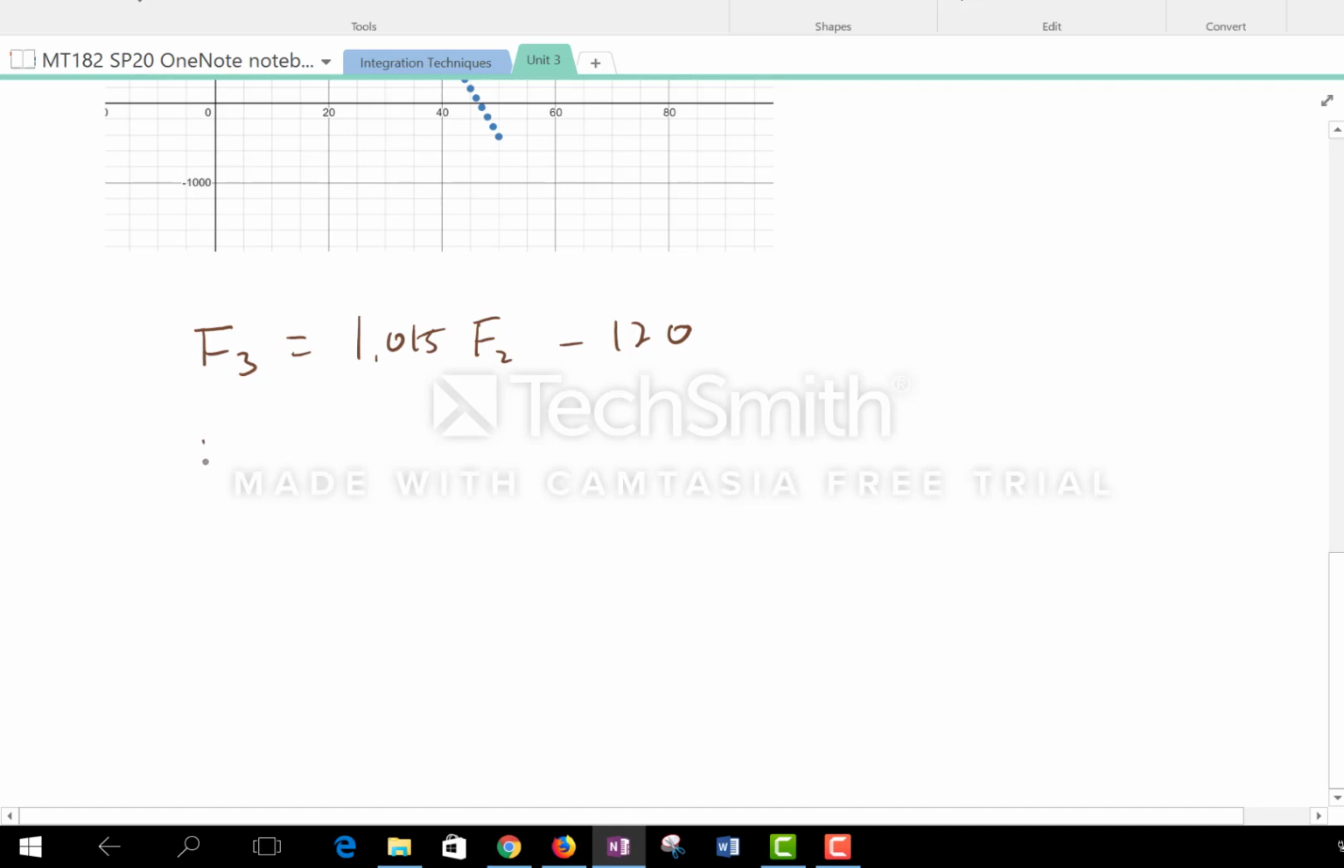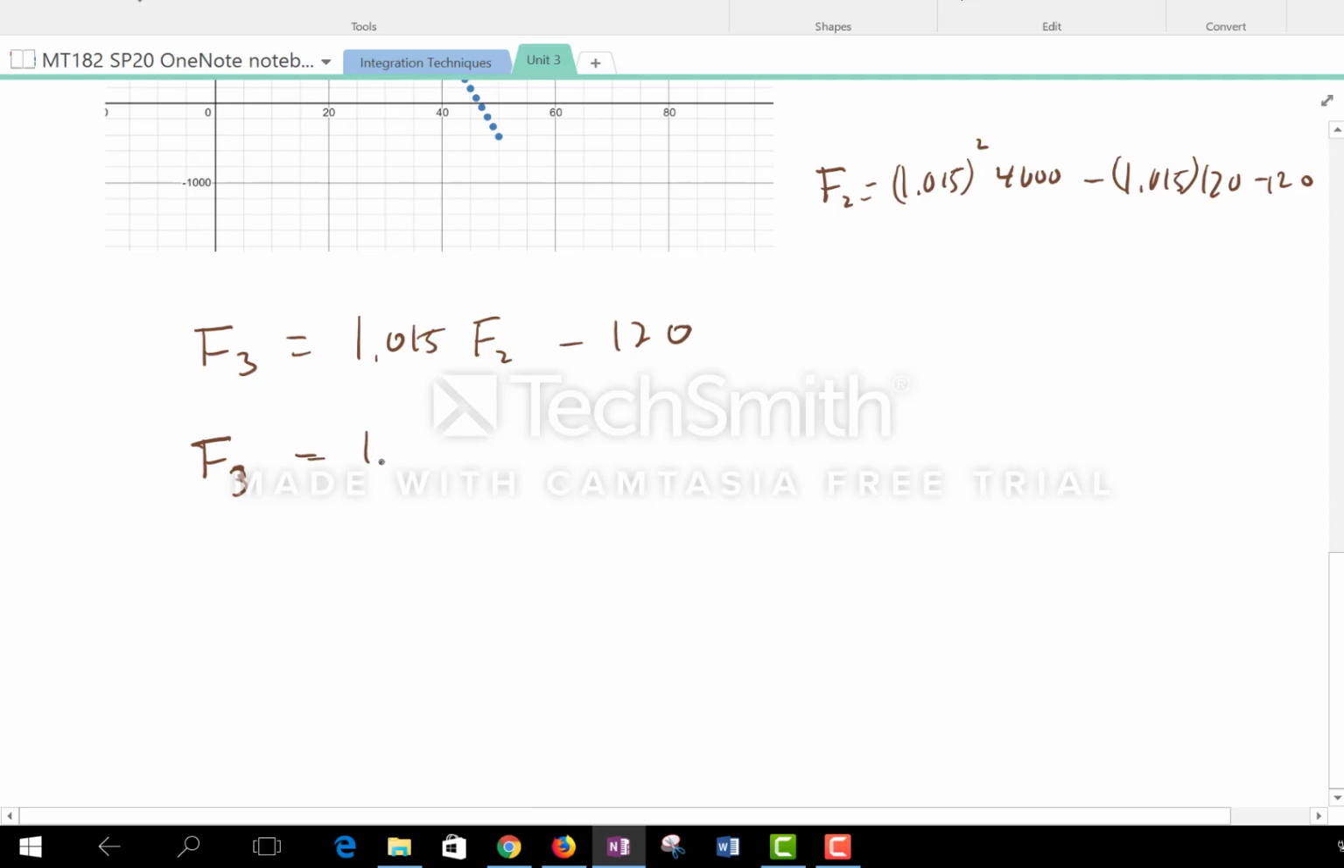All right, so now what we're going to do is take our previous result. I'm just going to write it down here. Our previous result was 1.015 squared times 4,000 minus 1.015 times 120 minus 120. We're going to take that and substitute it in for F2 here.